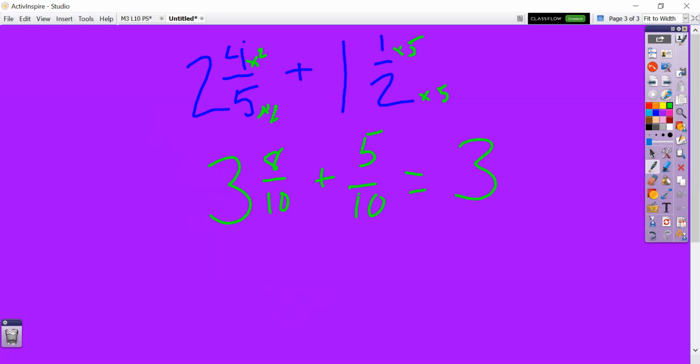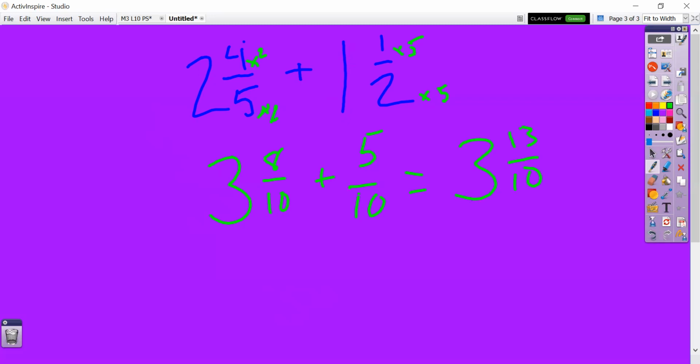Because we know our 3 wholes is going to stay the same. What's 8 plus 5? Well, that's going to be 13. So 8 tenths plus 5 tenths is 13 tenths, which is a fraction greater than a whole. So we need to rename it to be a proper mixed number.